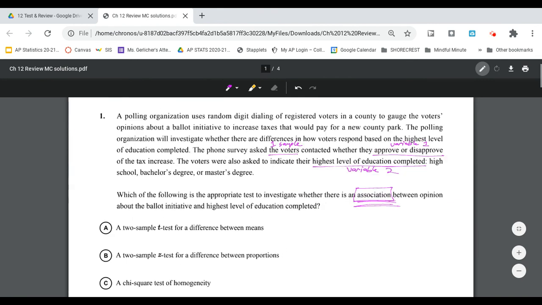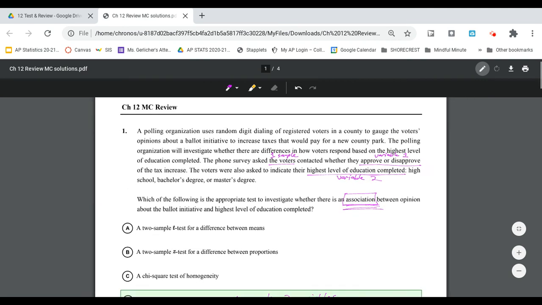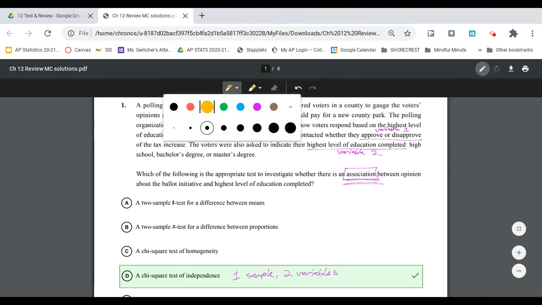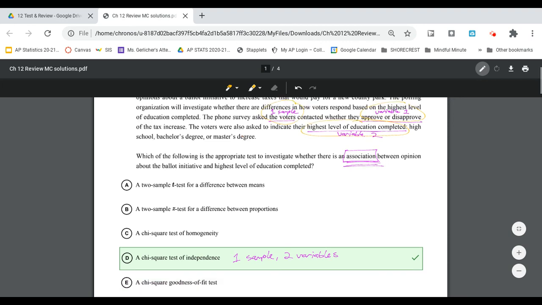Okay, so for number 1, we have to decide which test it is. So we have to figure out how many samples and how many variables we're dealing with here. We have one sample, just the voters, and they're being measured on 2 variables: do they approve or disapprove of the tax increase, and highest level of education? So one sample, 2 variables is a chi-squared test of independence. It would create a 2-way table, and the horizontal and the vertical would be the 2 variables.